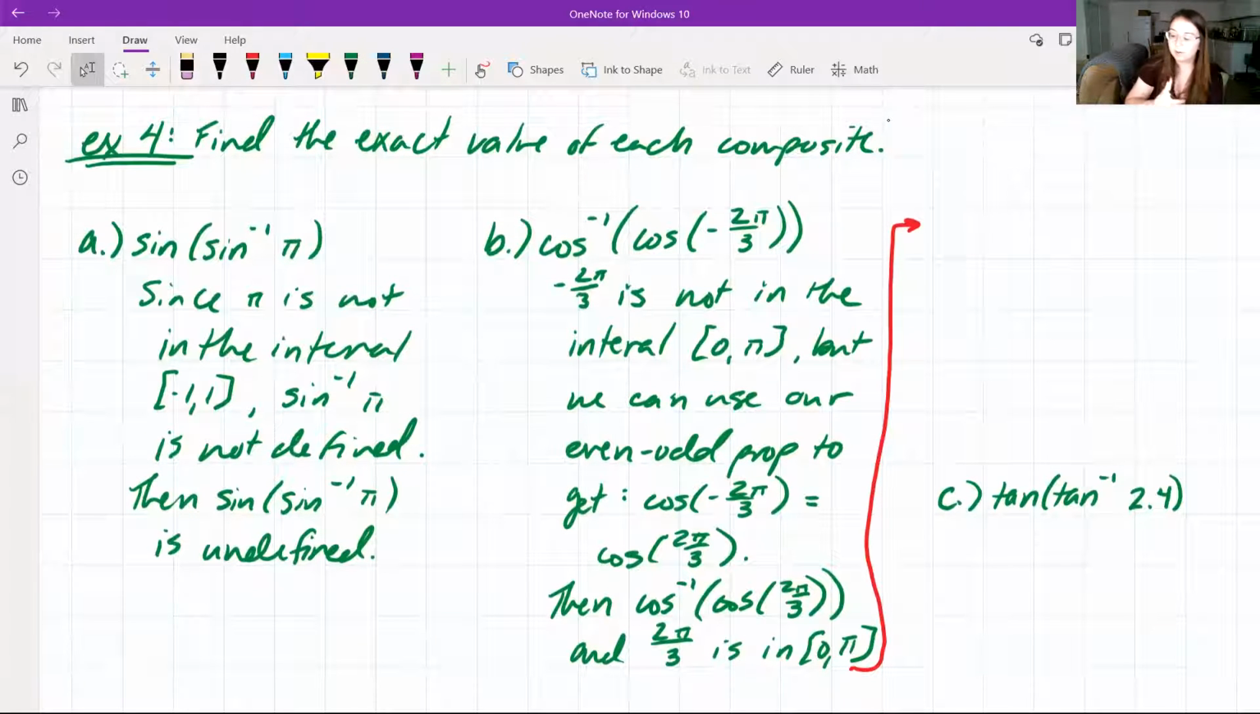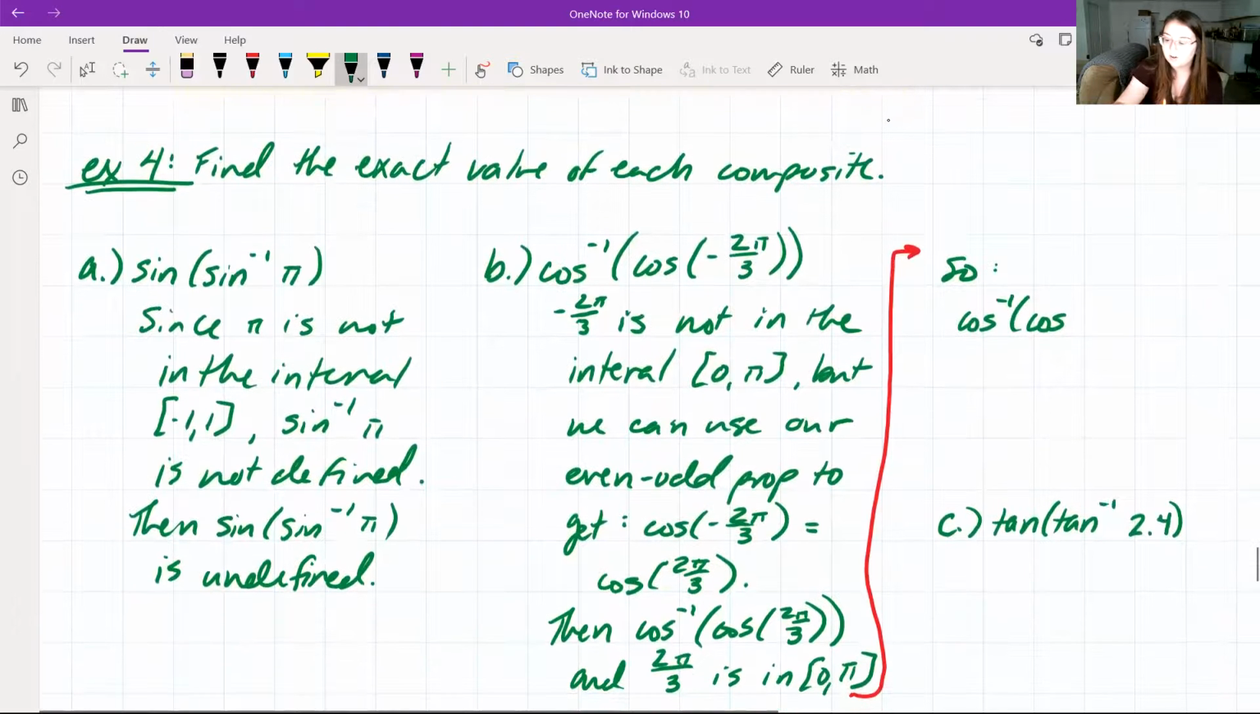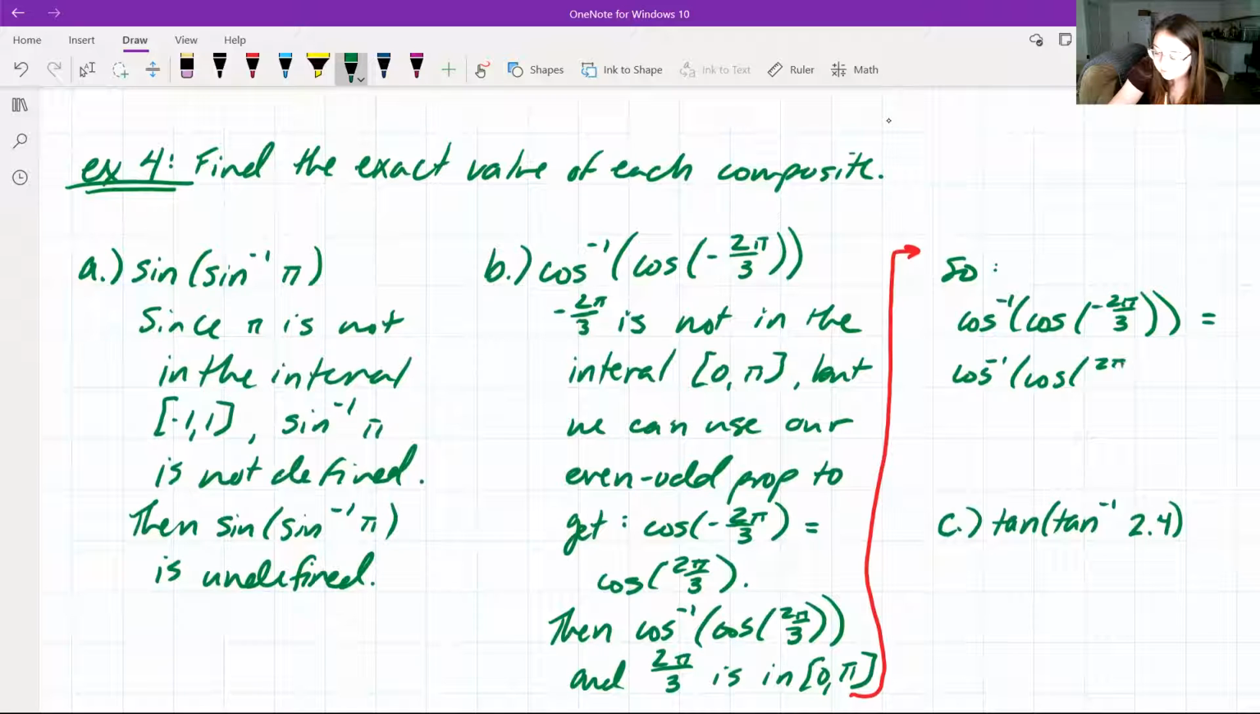So continue this problem. 2 pi over 3 is now going to be in the interval from 0 to 2 pi. So we can use the identity that we defined earlier. Cosine inverse of cosine of negative 2 pi over 3 is going to be equal to cosine inverse of cosine of positive 2 pi over 3, which the identity just tells us that our answer is 2 pi over 3.